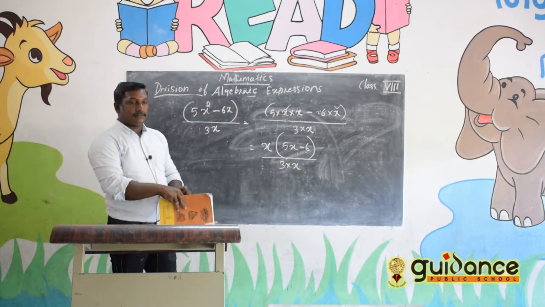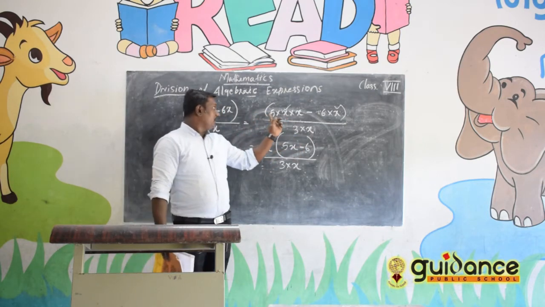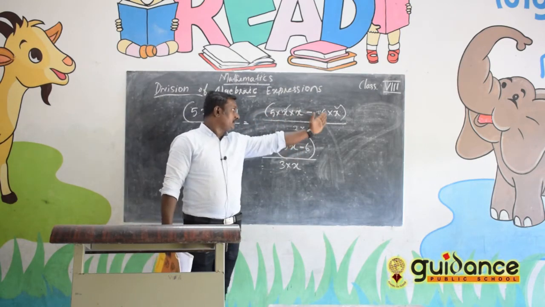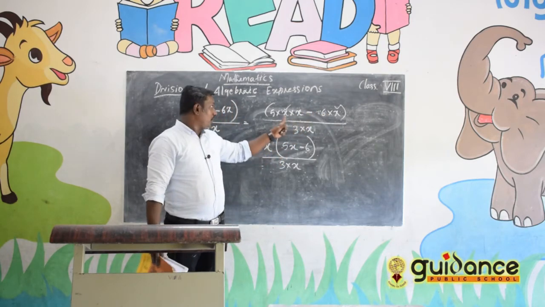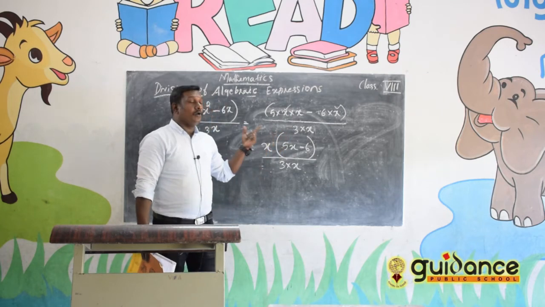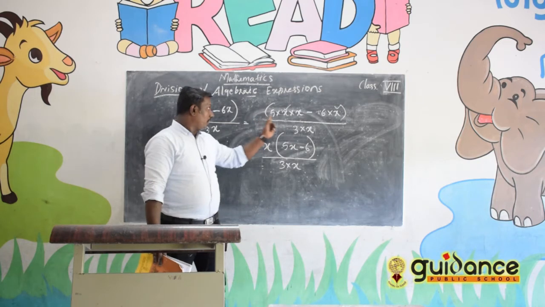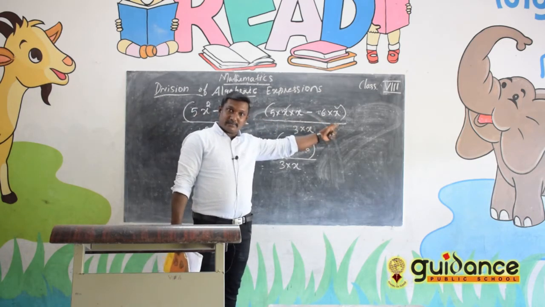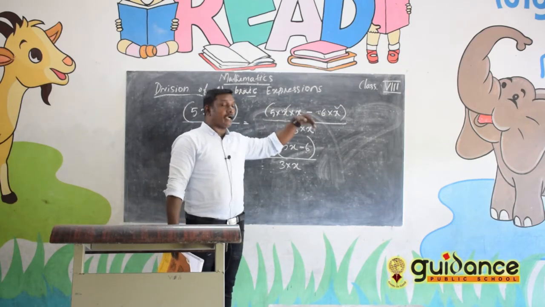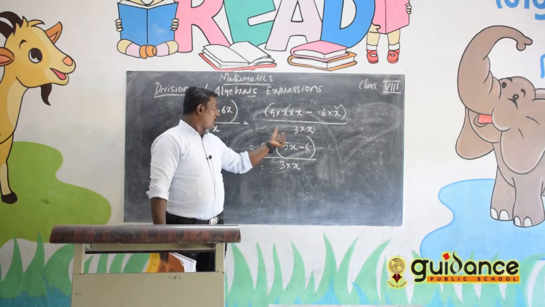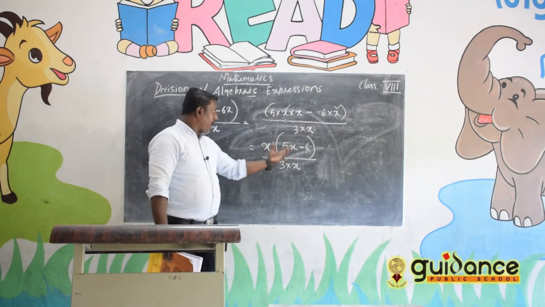This means we take one common factor. How do we take a common factor outside? Firstly, we factorize the given terms. After that, we consider the common factors from these two terms. Only one x is common for both terms, so that x we take outside. Then the remaining terms we consider inside the bracket, that is 5x minus 6, divided by 3 into x.